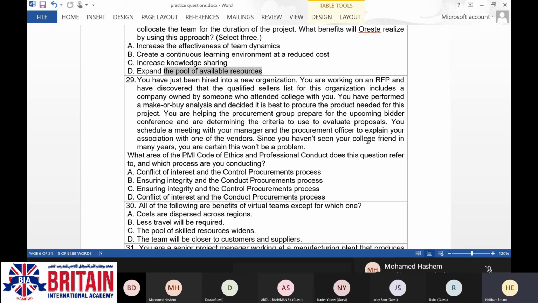Let's say, for example, you have been hired to audit a certain project, and you discover that one of the team members is your nephew, for example, and you were not knowing that he's part of that team. Then he's part of what?